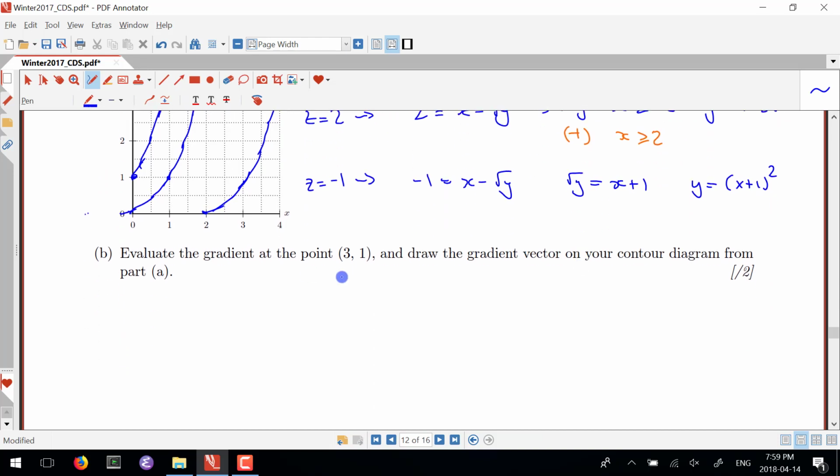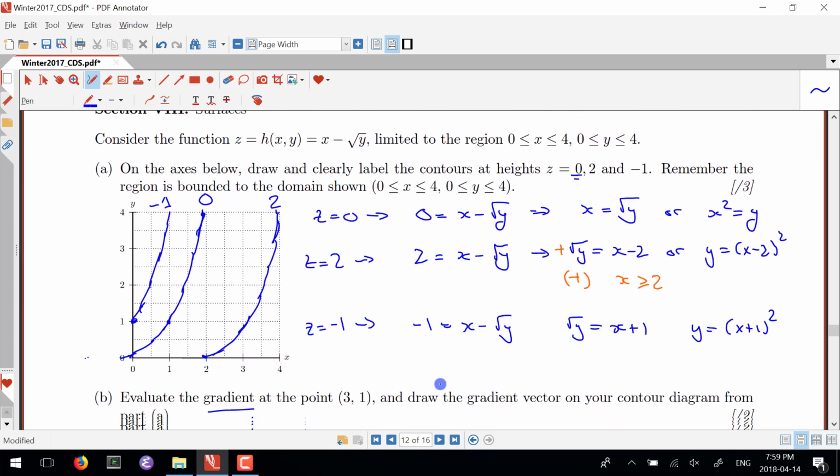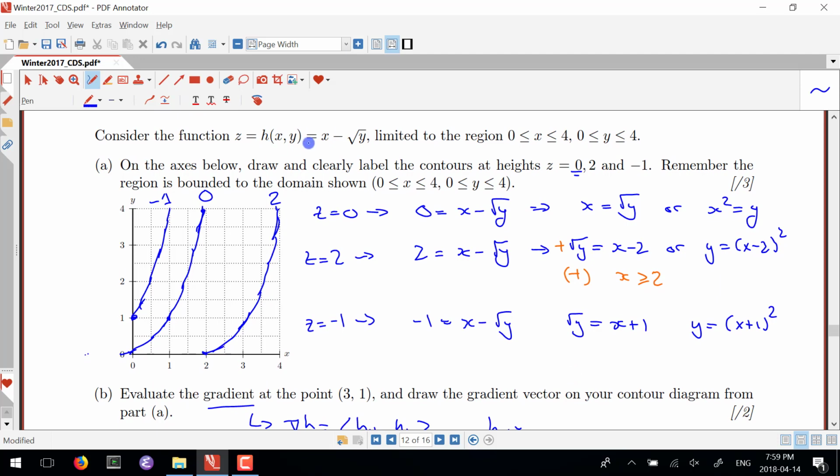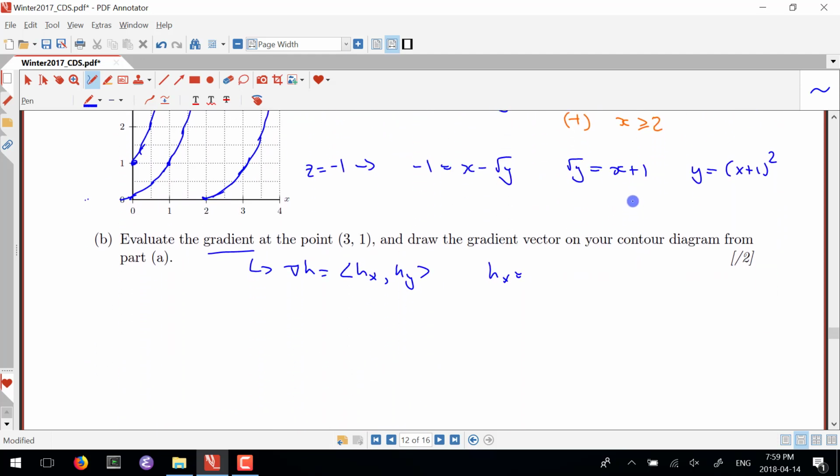Next up, we're asked to evaluate the gradient. And again, we just remember the definition of the gradient. The gradient of a function, here we're calling it h, is the package of the x derivative and, keep the letters the same, the h partial derivative with respect to y. So we calculate those based on the original function, x minus root y.